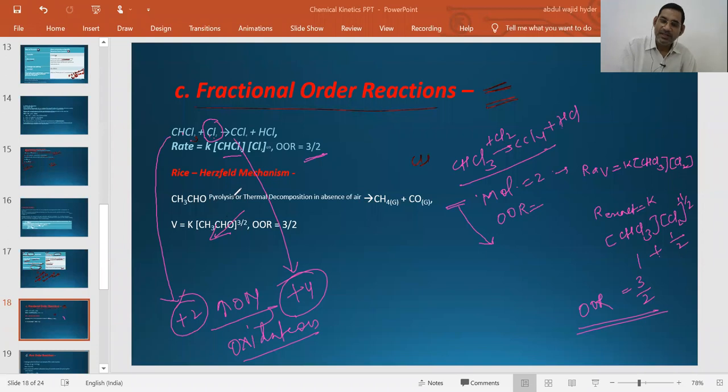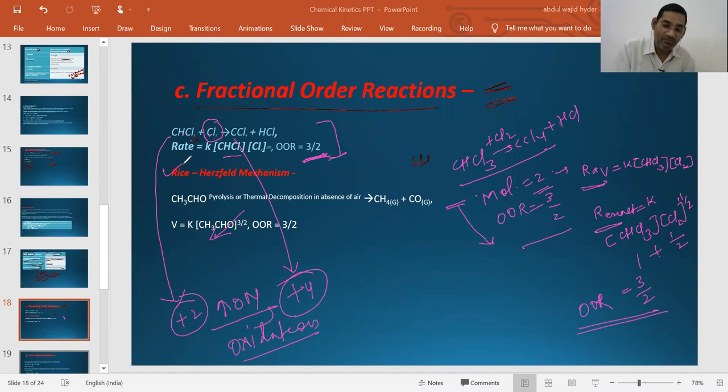So this oxidation of chloroform is an example of fractional order reaction. Now you see one more example. Just remember all this. Whatever questions they can ask you, I have written everything. I have written average rate of reaction, exact rate of reaction, molecularity, and order of reaction also. So everything is done.